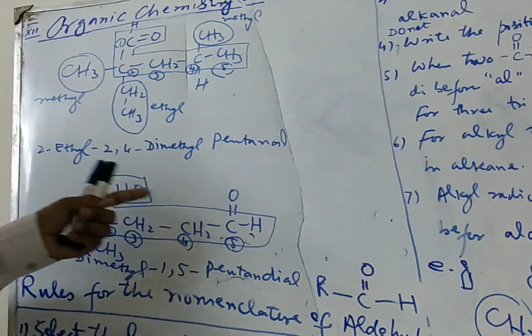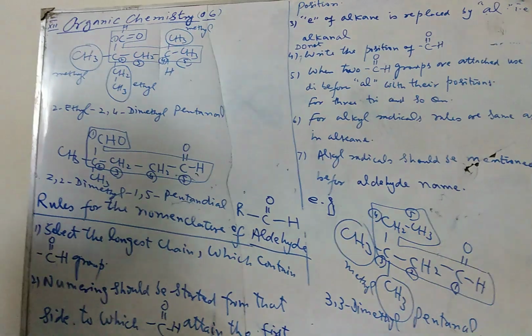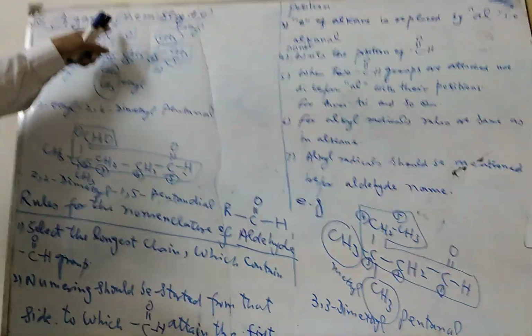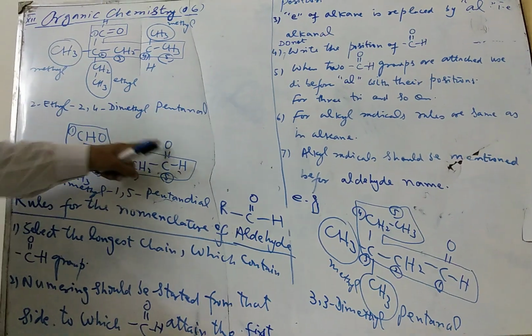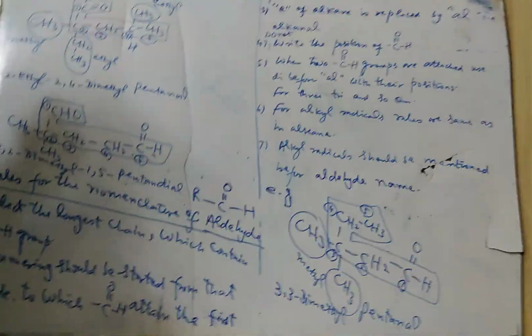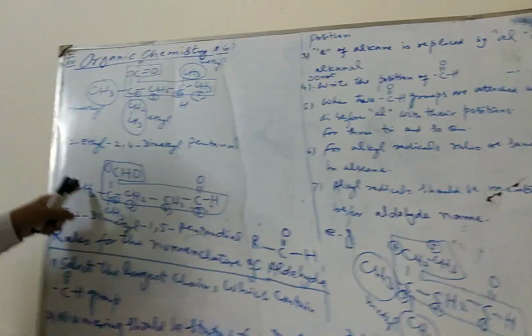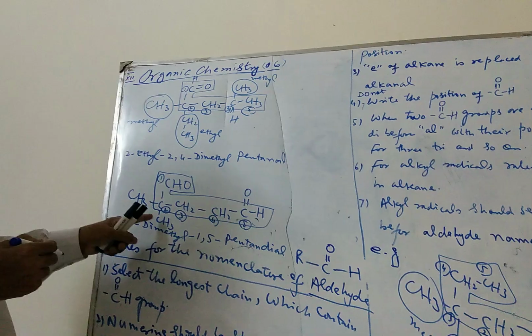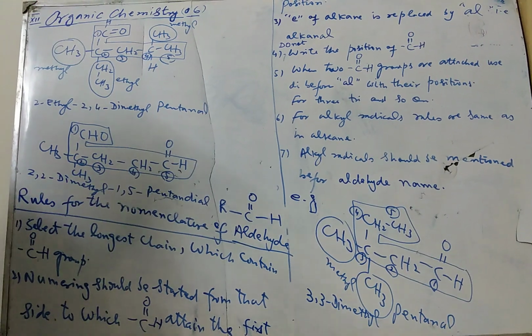So we can say that CHO is the functional group of the aldehyde. If it is only one aldehyde group, no need to mention the position. And if two aldehyde groups are present, then select the chain, and numbering should be started from the side to which the alkyl attains the minimum position. So the name is 2,2-dimethyl-1,5-pentanedial.